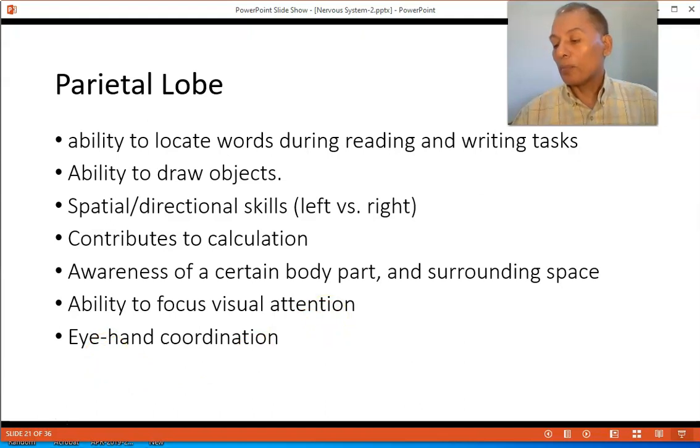Like, how do you use your hand to reach, for example, your mouth, or to touch particular parts? Is your hand accurate? Is your movement accurate? Touch your nose, touch your eye, touch this, that is eye-hand coordination.